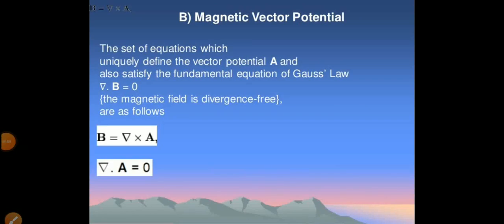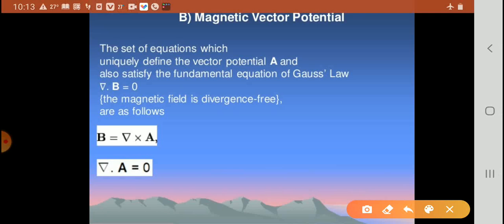The set of equations which uniquely define the vector potential A, and also satisfy the fundamental equation of Gauss's law, del dot B equal to 0, meaning the magnetic field is divergence free, are as follows: B equal to del cross A, and del dot A equal to 0.